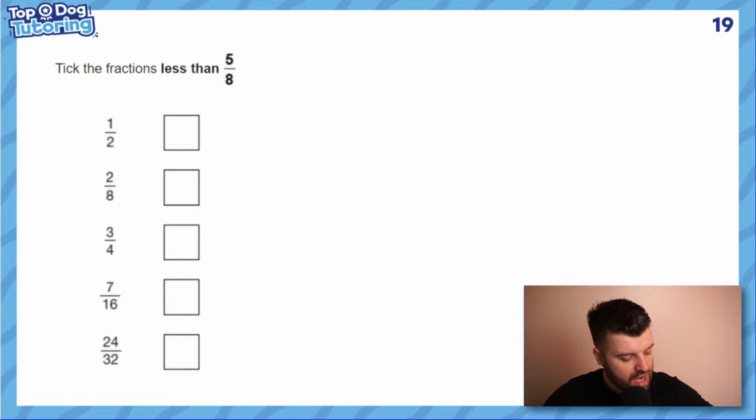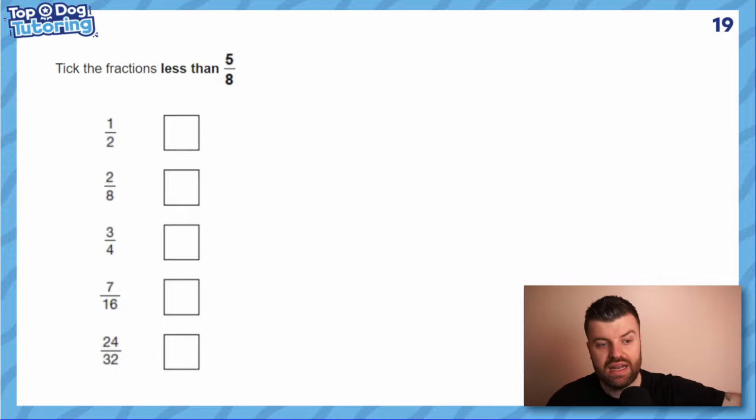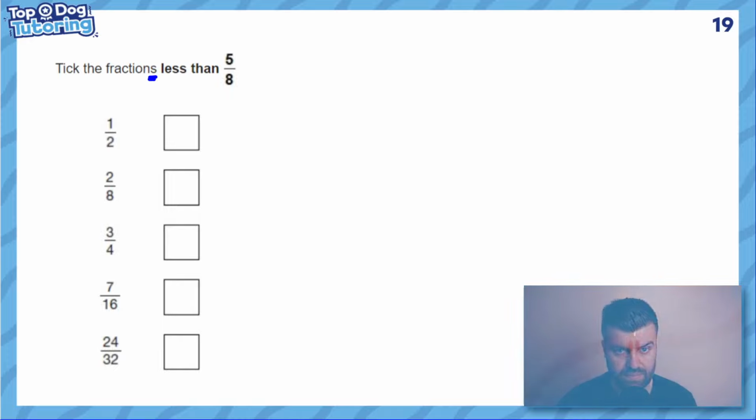Okay, kind of, again, evolving on from the equivalent fractions. Tick the fractions less than 5/8. We still need to use our ability to change fractions and change the denominator and keep things equal, but it's slightly different now. So again, I'm going to let you have a go yourself. Tick the fractions, plural, doesn't say how many, but we know it's probably going to be more than one, that are less than 5/8. Have a go. I'll go through it after.